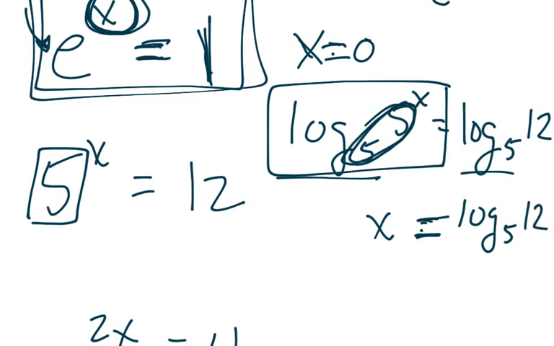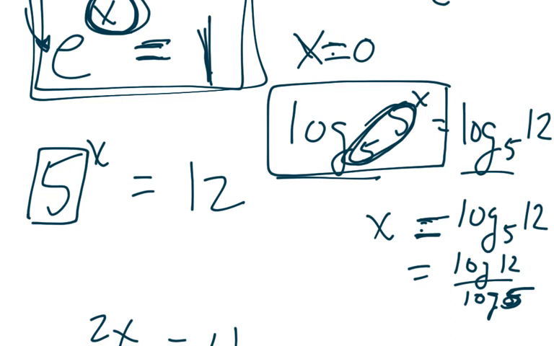Well, how can I solve that? Remember last section when we learned the change of base formula? It's just going to be log of 12 divided by log of 5. That looks like an 8, but it's a 5. Do that on your calculator and you've got your answer.